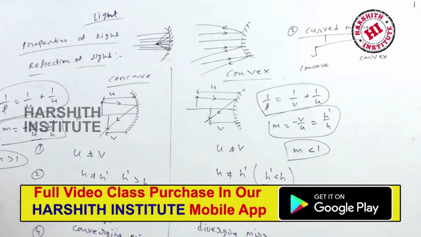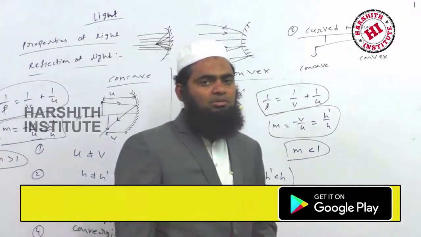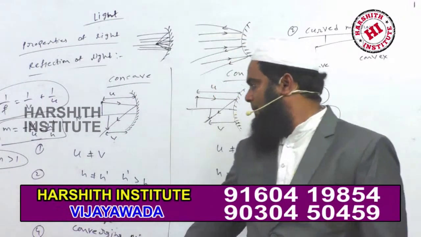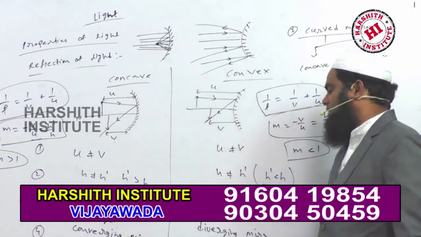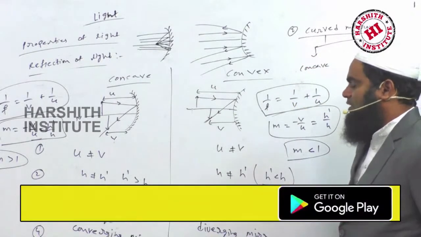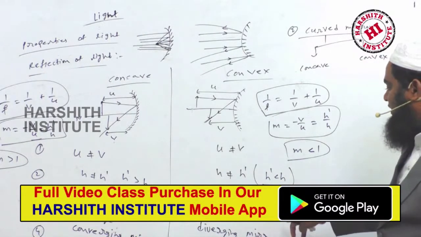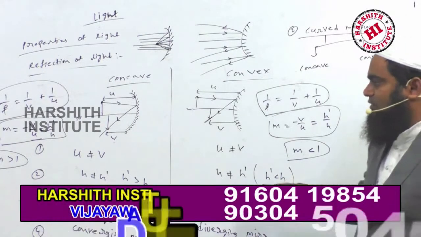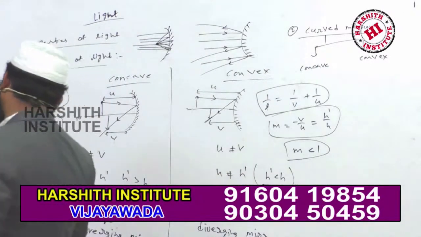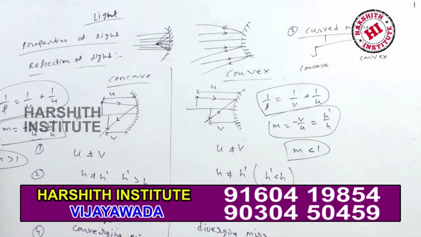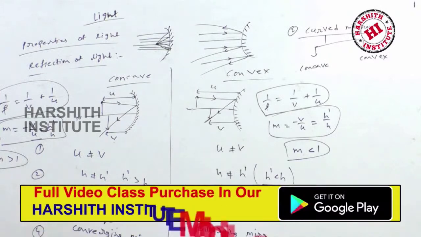Here, magnification more than 1 means the height of the image is always more than the height of the object in a concave mirror. But in the case of a convex mirror, the height of the image is always less than the height of the object. So this is magnification less than 1. This is magnification more than 1 also. So these conditions take place in concave and convex mirrors.